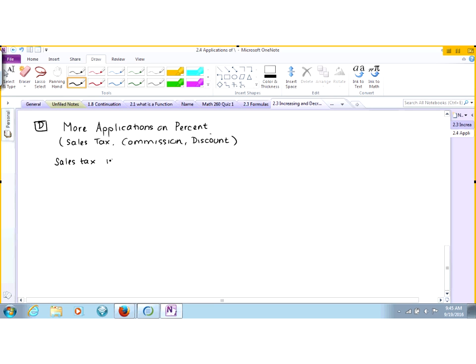So sales tax is what? Tax rate times the purchase price. Yes. So this is tax rate, you multiply by purchase price.